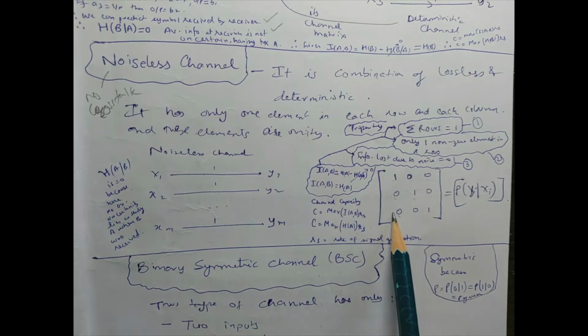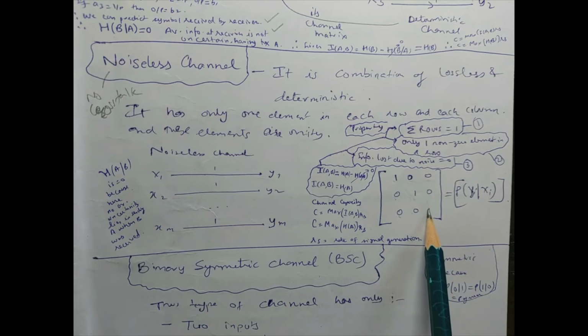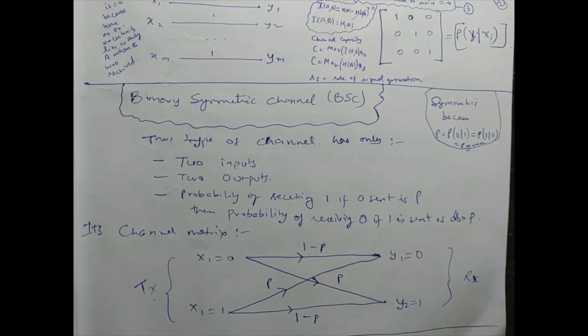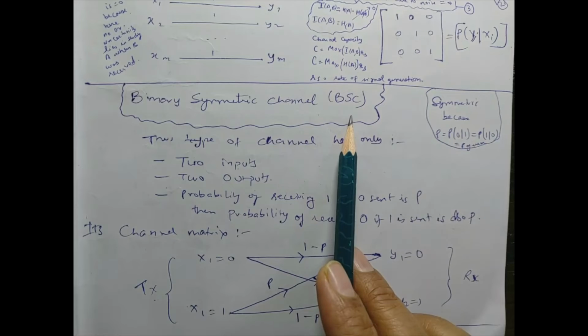Each row, each column, only one non-zero element, and that has to be unity. So that is a noiseless channel.